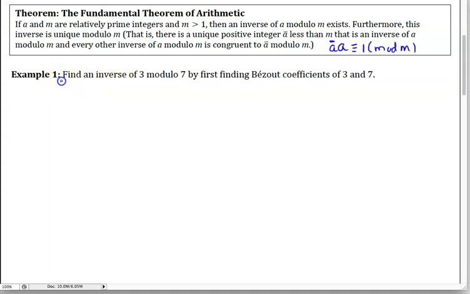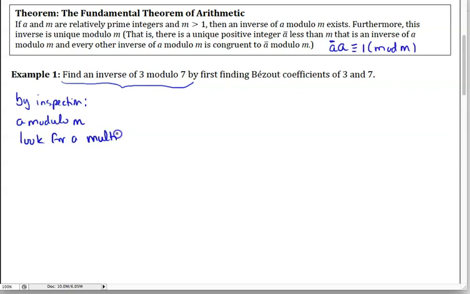Okay, so I want to find the inverse of 3 mod 7. Let's do it by inspection first. Then we're going to worry about the Bezout coefficients. If they're small numbers, you can easily find these by inspection. So basically, we want to look for a multiple of 3 that is 1 more than a multiple of 7. In general, modulo m, we want to look for a multiple of a that is 1 more than a multiple of m.